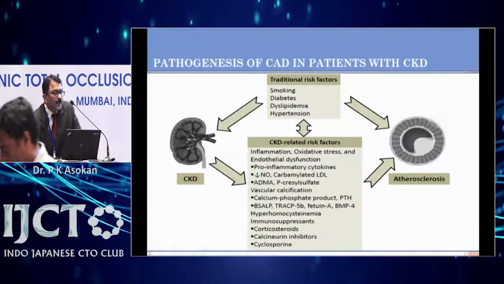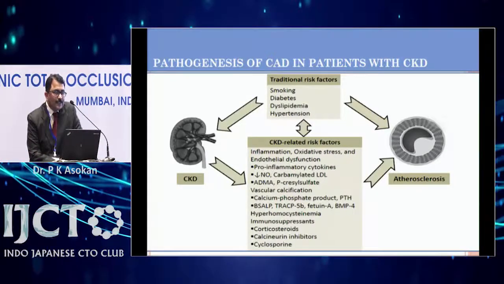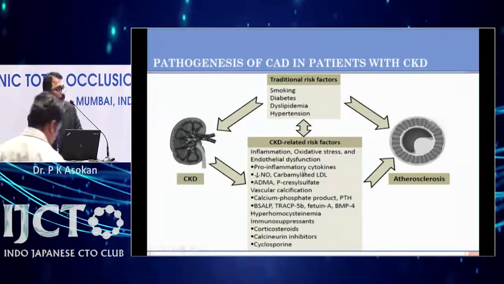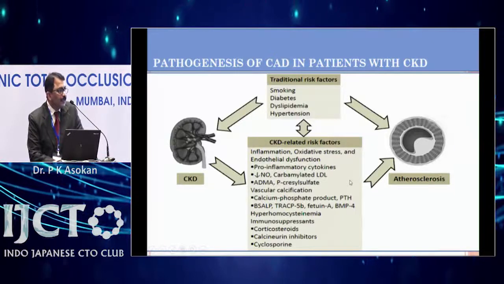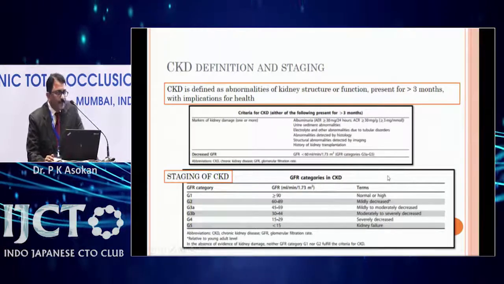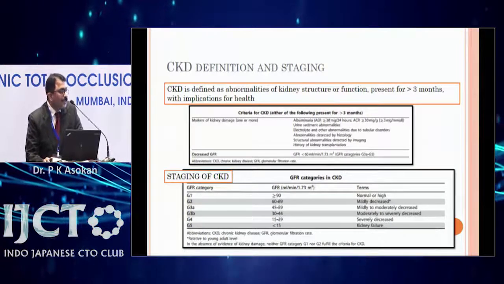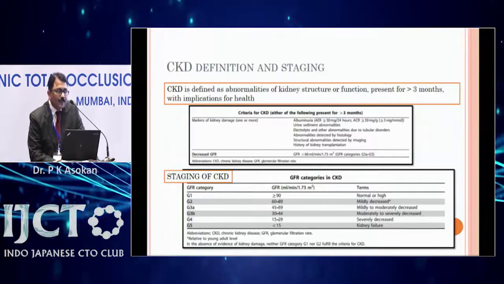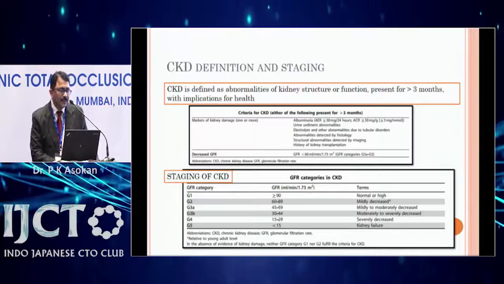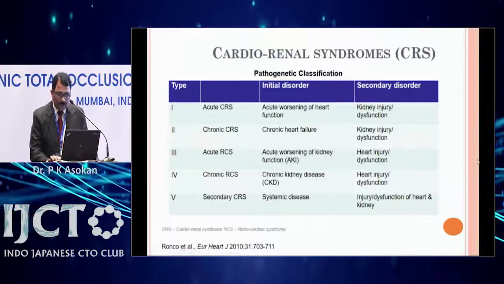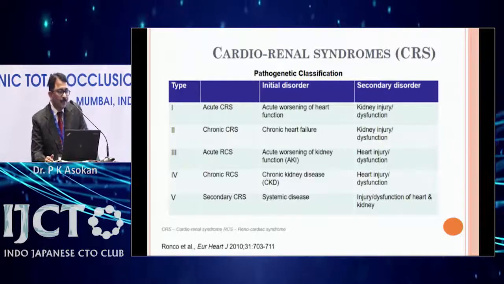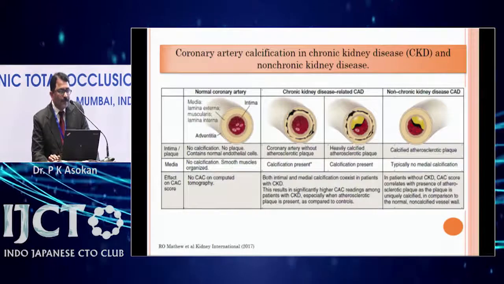What is the pathogenesis in CAD patients? There are traditional risk factors and non-traditional risk factors. Most are pro-inflammatory and pro-atherogenic and can produce medial calcification in this case. There are different classifications of CKD patients. They should have a structural or functional abnormality persisting for more than 3 months with evidence of impaired renal function. This cardiorenal or renocardial syndrome may be different. I'm not going into the details of that.